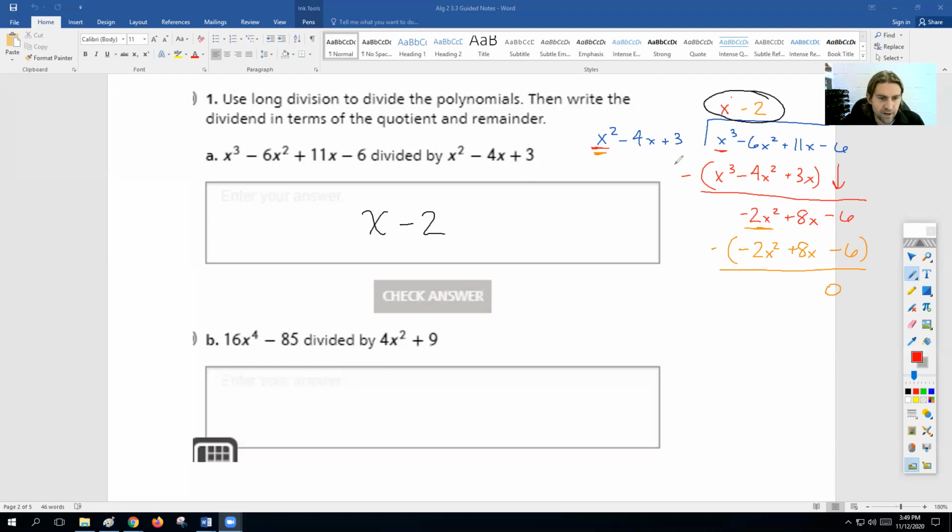Alrighty. One more problem here. This one probably won't come out as nice, but we're going to take our time with it. Alrighty. So let me just actually zoom down a little bit. I think that'd be better if we have a little bit more room.